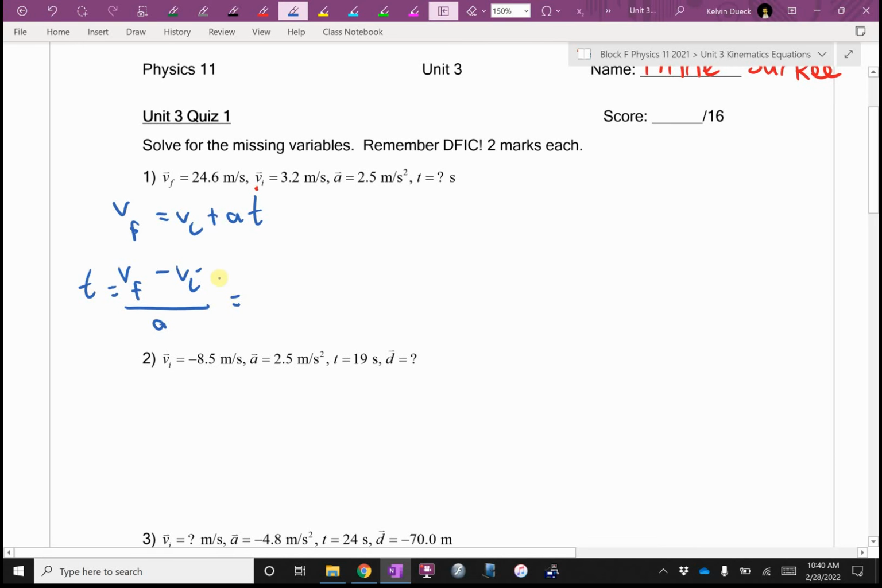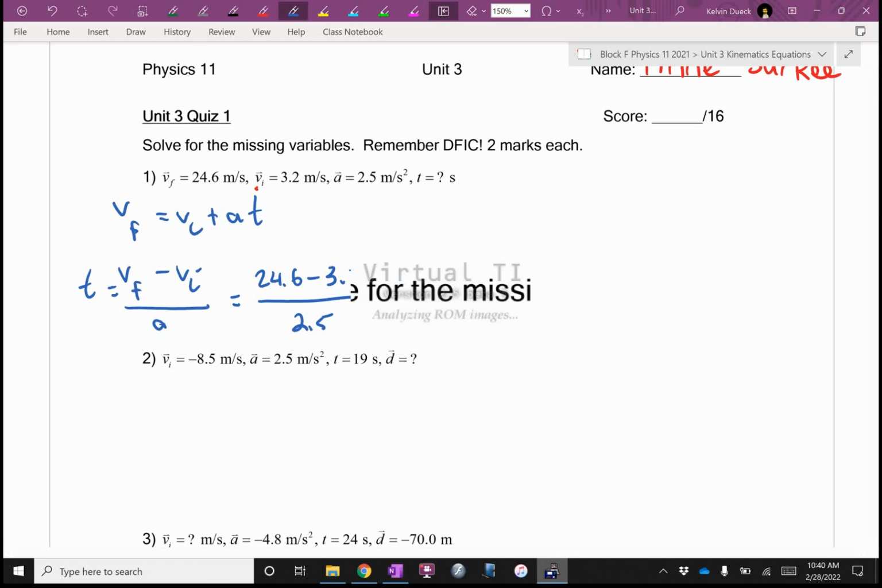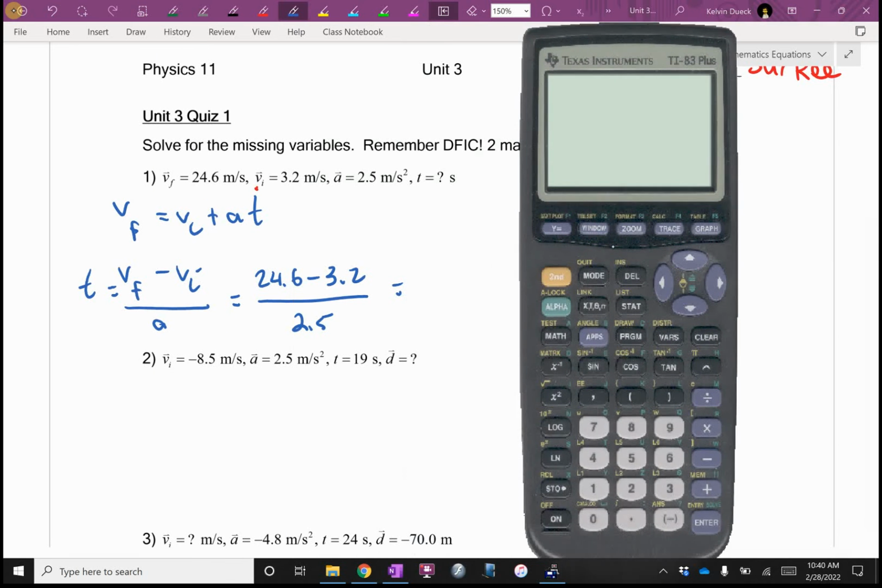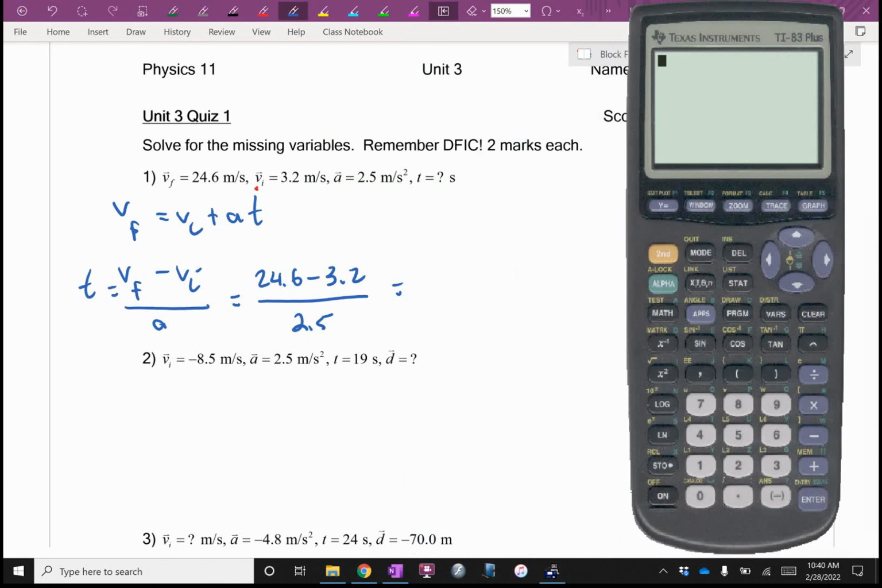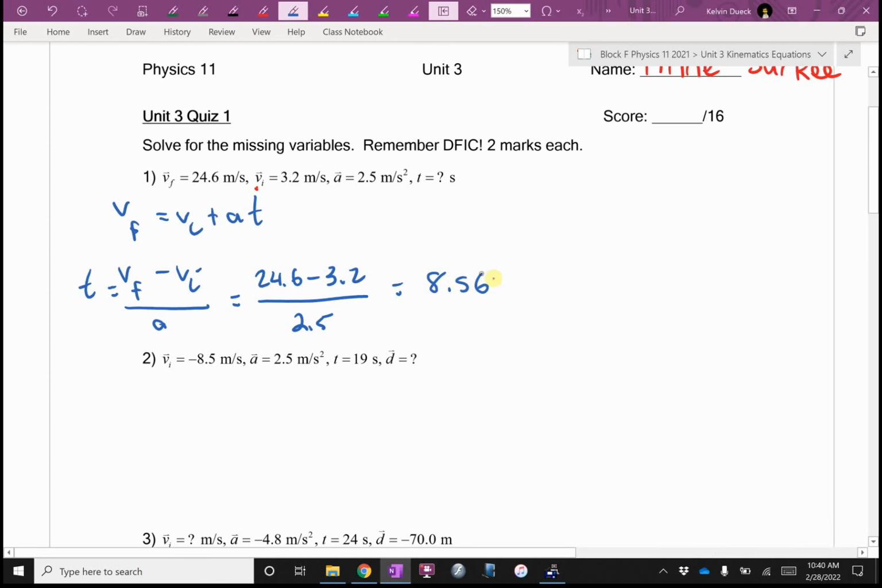So it's going to be VF 24.6 minus VI 3.2 all over 2.5. I have no idea what this is. Oh, Claudia, is this a fraction? Is there more than one thing on the top? I have to put the top in brackets, or if you have the fancy fraction button. I don't need to put the bottom in brackets. 8.56. Oh, last step, Claudia, units. Good. If you got that, I would give you 2 out of 2.